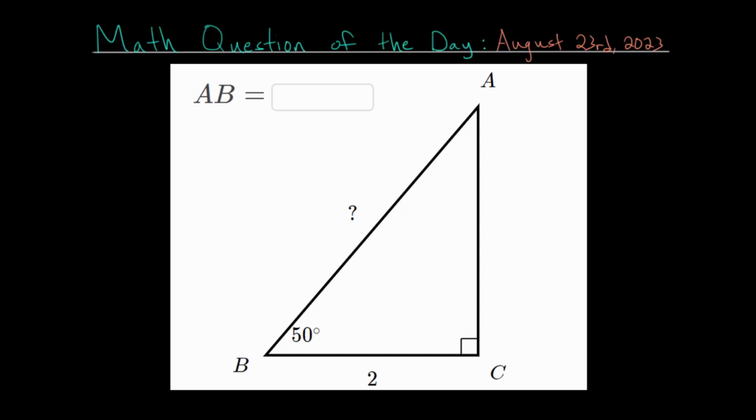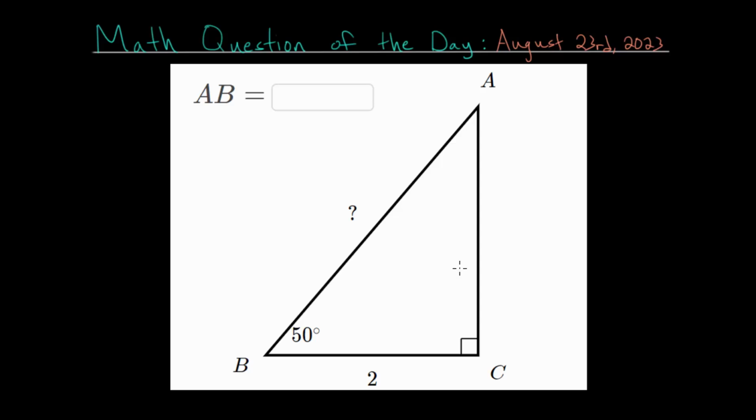In this video, I'd like to talk about the math question of the day for Wednesday, August 23rd, 2023. With this problem, we have a right triangle where we need to figure out the missing side length, AB, the hypotenuse of the triangle. Questions like these are typically seen either in a geometry class or maybe a trigonometry class.